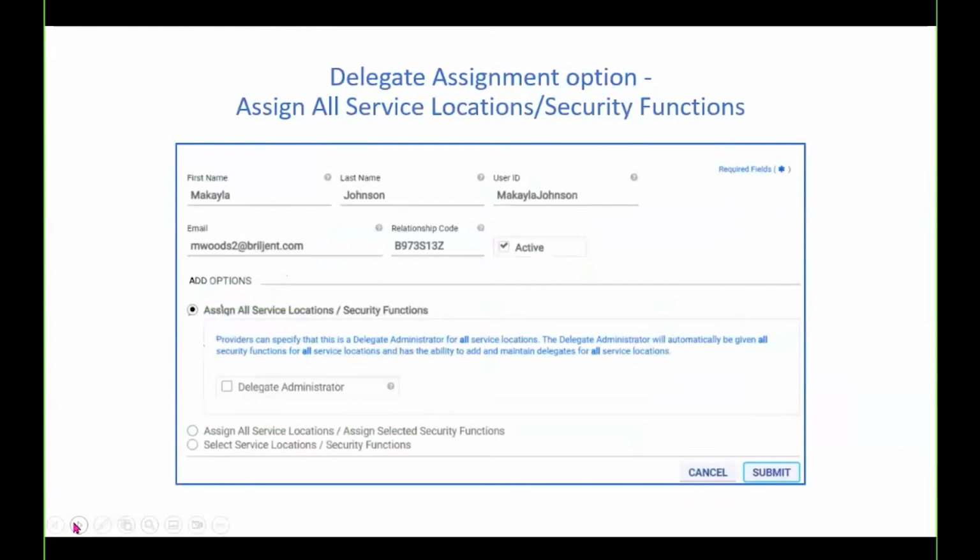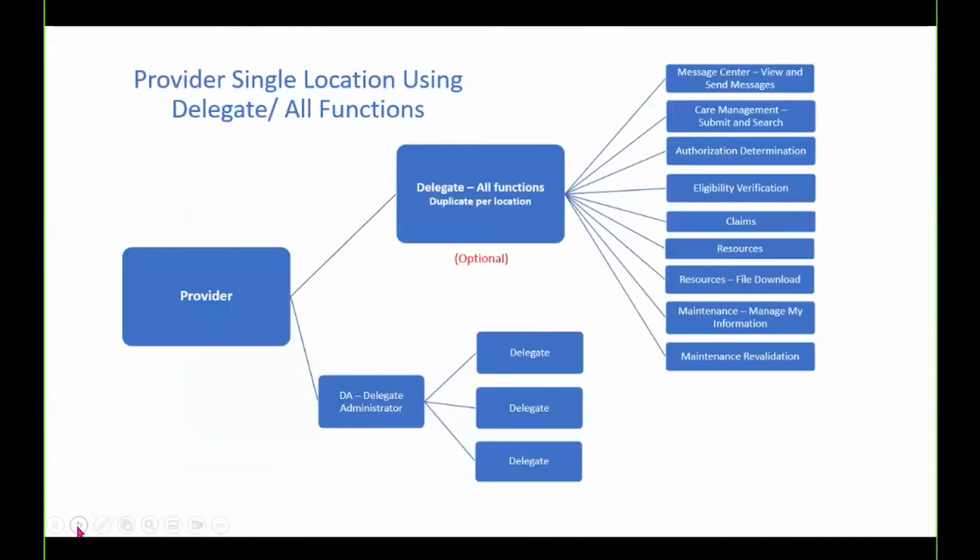Select the first set of delegate assignment choices, which would be to assign all service locations and security functions, if you want this staff member or delegate to perform all staff functions for all service locations for this provider. And then you can also, remember, add them as a delegate administrator if you want this staff member or delegate to oversee other delegates assigned to your provider.